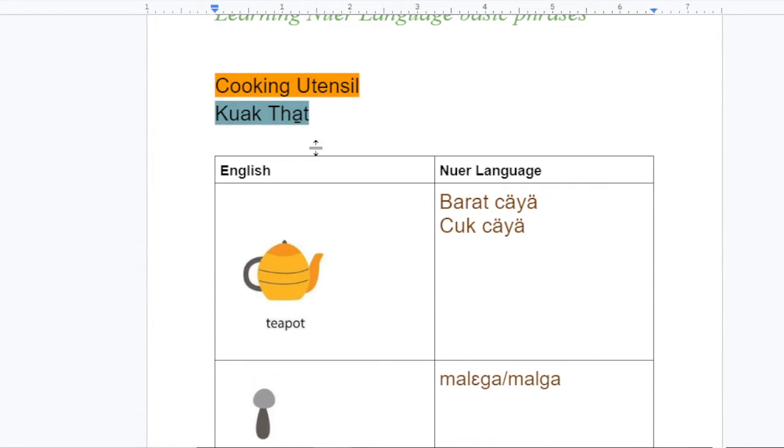We are going to learn some basic words in English, which I already translated into Nuer language. We are going to learn cooking utensils. Cooking utensils means kuak tat. In Nuer language, you call them kuak tat, cooking utensils.